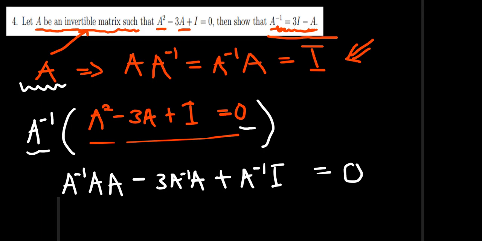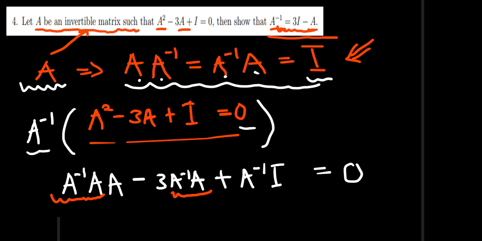And then from here we can cancel out some of these matrices. Remember, by this definition here, if I have A multiplying A inverse or A inverse multiplying by A, it's the same as the identity matrix. So here we see that this pair is just going to become an identity matrix, and this pair here is just going to become an identity matrix. And if you multiply any matrix by the identity, you just get the same matrix.